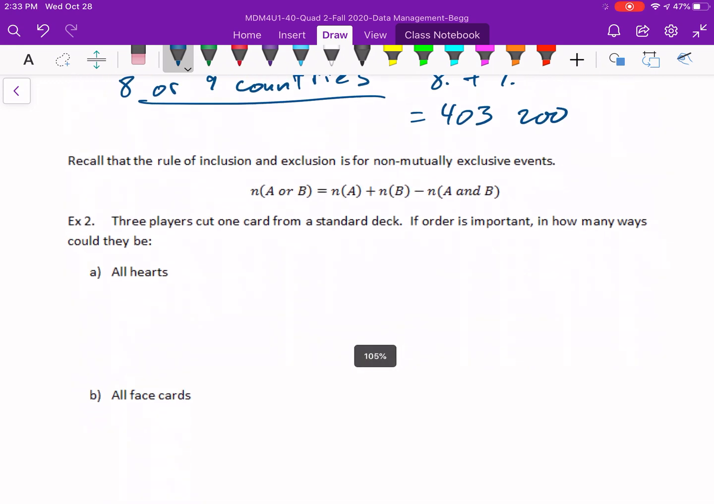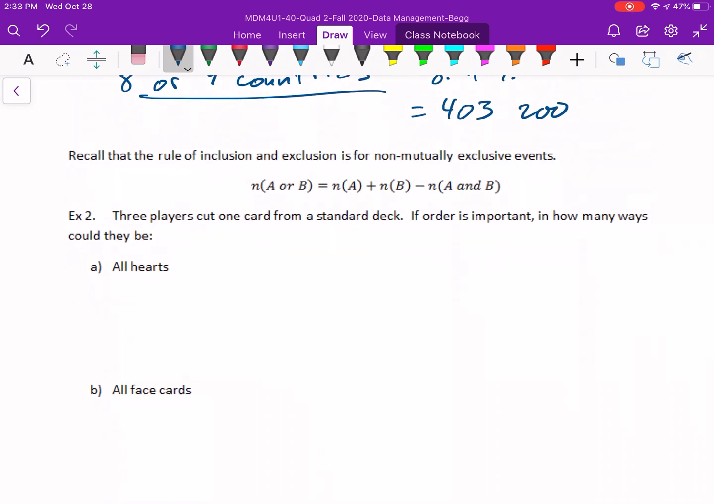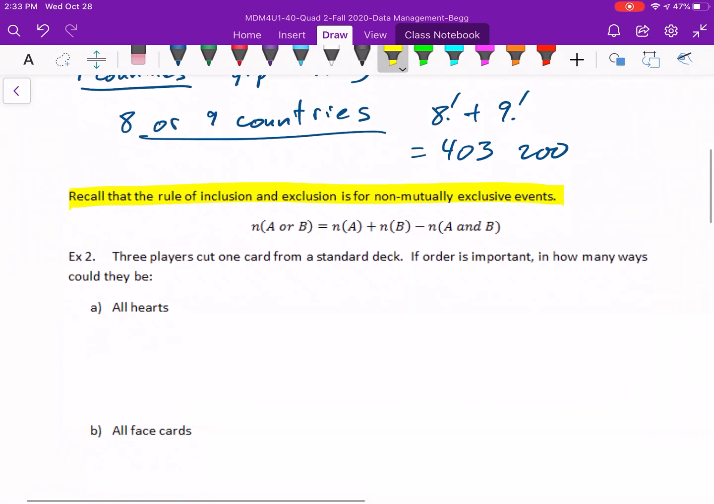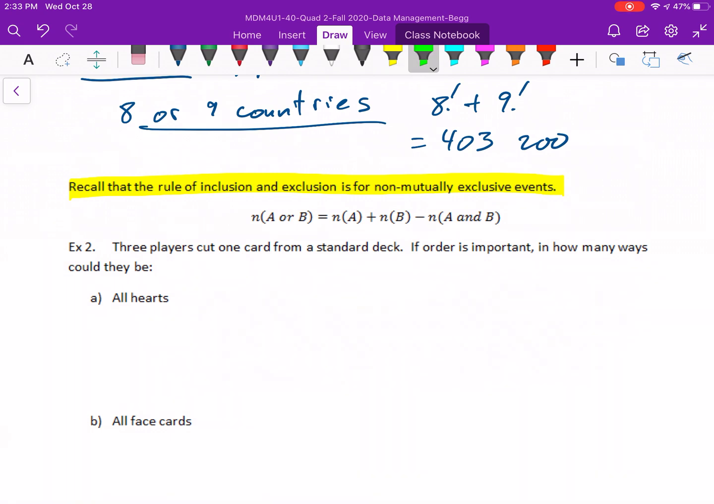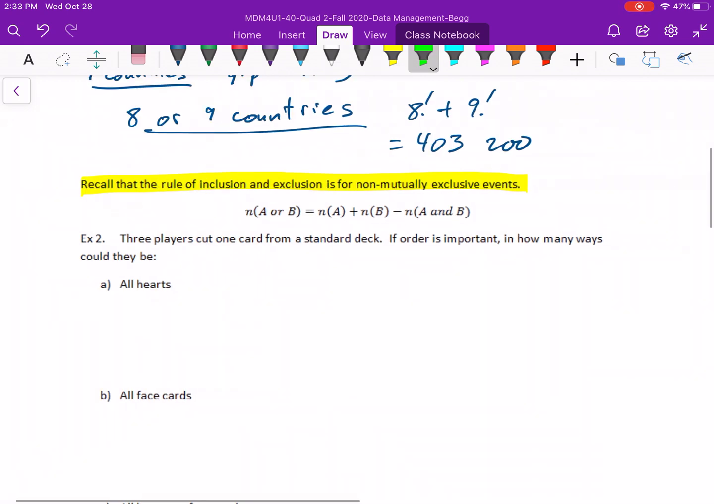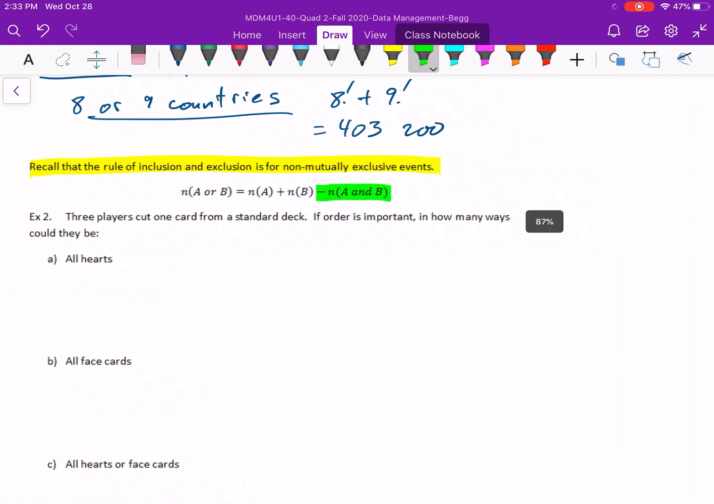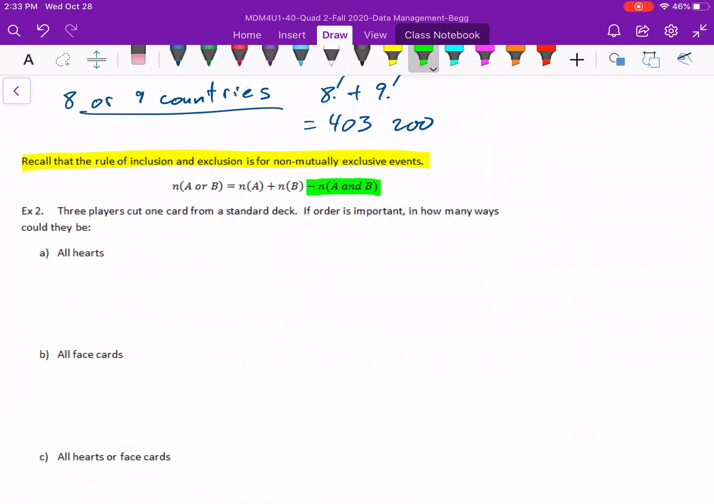Recall that we have the rule of inclusion and exclusion for non-mutually exclusive events. That was the same as the rule of sum, except that we had an overlap we had to subtract. If things were not mutually exclusive, then sometimes we have elements that could occur at the same time, and if we don't subtract the overlap, we're going to count them twice.